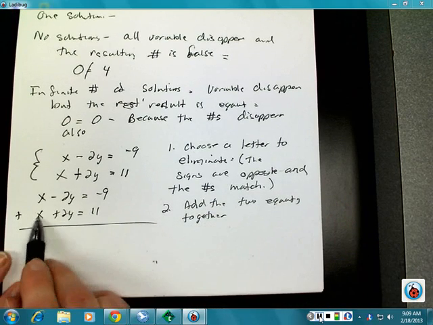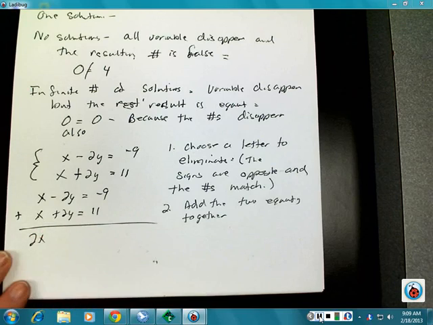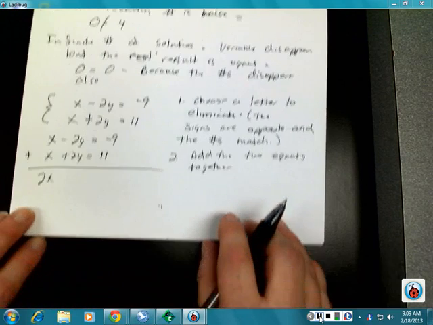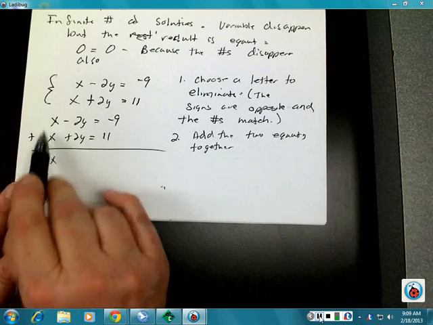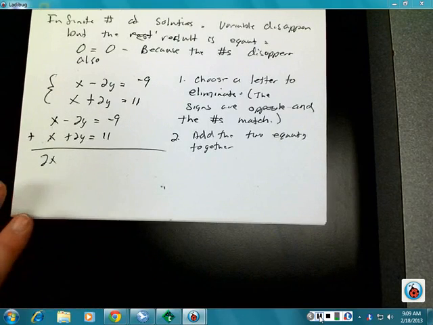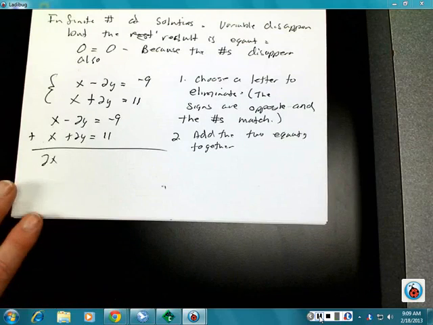So x plus x is 2x. And that's the number one mistake that gets made with these, is that you forget to add your x's together. You just write down x. So you're always going to add the two equations together? Yeah, you're always going to add the two equations together.